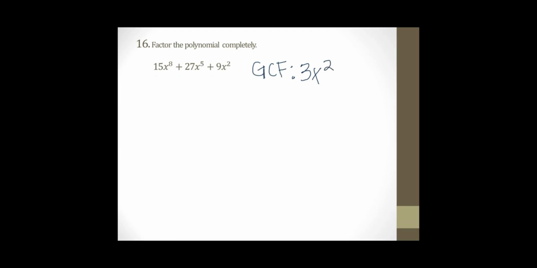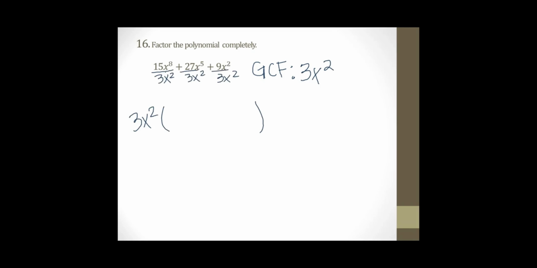When you're getting the GCF, you want to make sure they all have the same variable, and if they do, you want to take the smallest exponent. So we're going to factor out the GCF, 3x squared, and write what's left over in parentheses. You're basically dividing everything by that GCF.